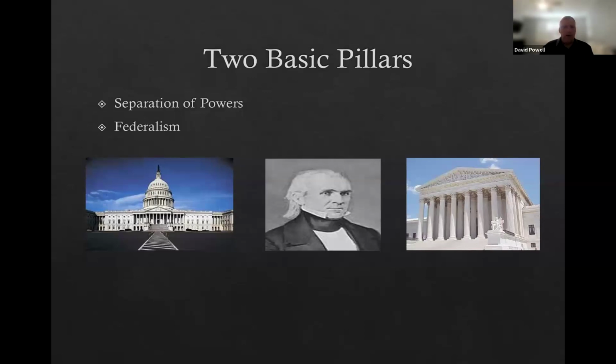Local governments are not mentioned in the U.S. Constitution. They have no legal standing in the U.S. Constitution. The only powers that local governments have are powers that are provided to them by the state in either state law or in state constitutions.